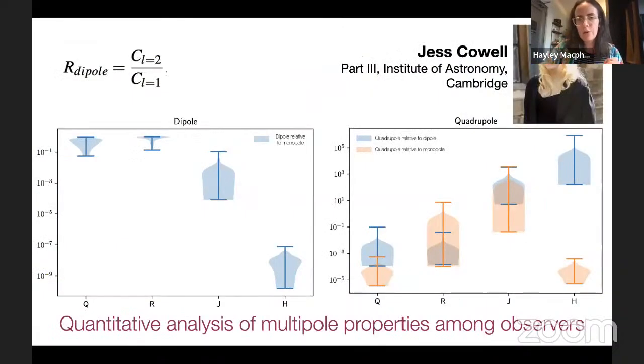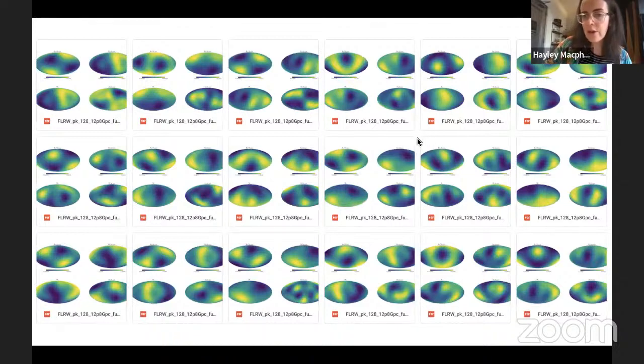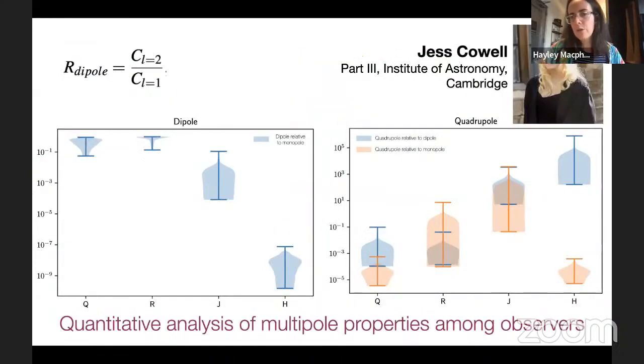That was the job of our Part 3 master's student, Jess Cowell, who's at the Institute of Astronomy in Cambridge, and co-supervised with Suhail Dehuan and myself. In her project, she's been working with 100 of these observer maps, trying to do a quantitative analysis of which multipoles are dominating for each observer. In these violin plots, she's looking at the ratio of the different multipoles for our set of 100 observers.